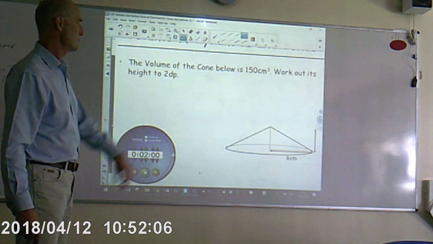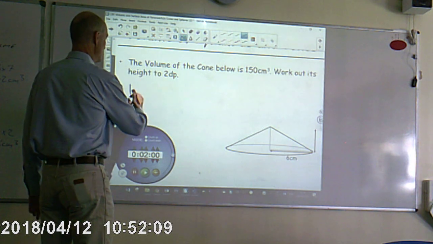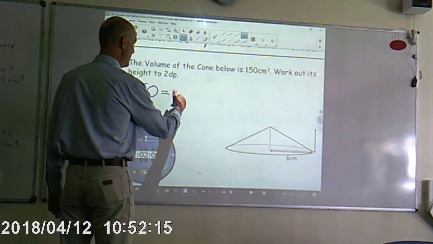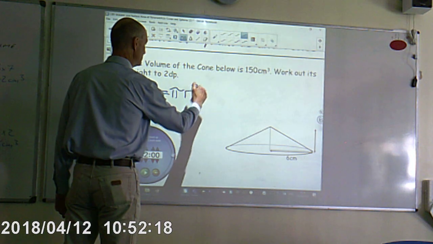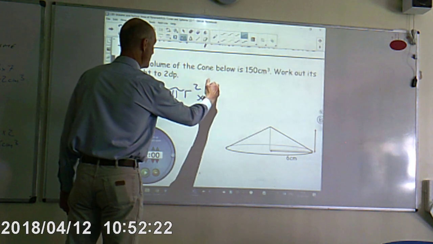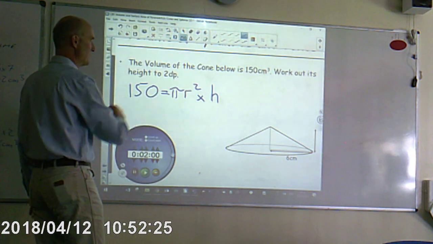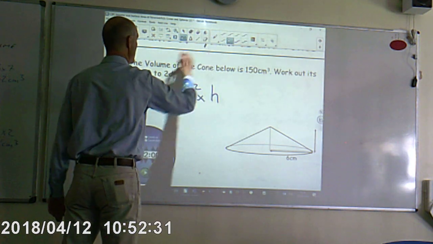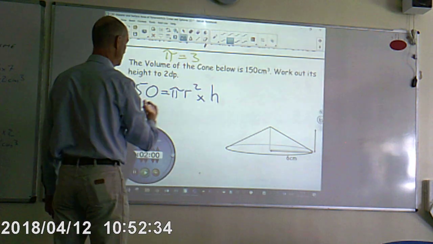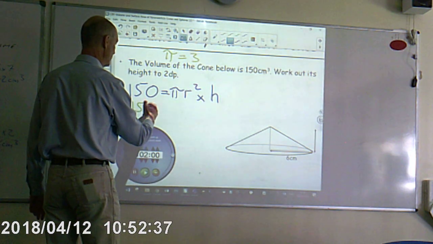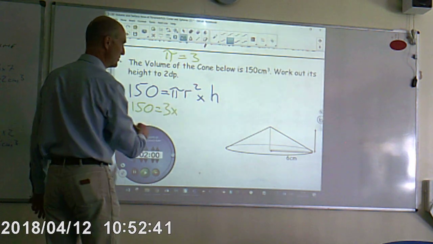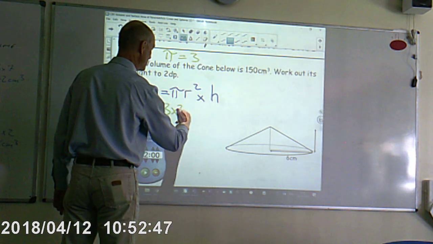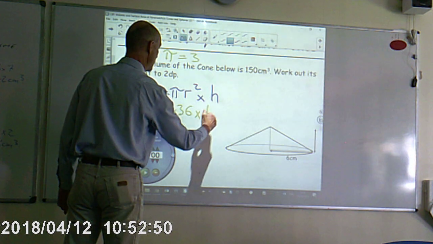The volume of that cone is 150. So the volume is 150 centimetres cubed. That would be equal to pi r squared times the vertical height, which we don't know. That's what they're asking us to find. Now I'm going to make things simpler. I'm going to take the value of pi again as 3. So we can say 150 equals 3 times, what's r? 6. So 6 squared is 36 times the vertical height.